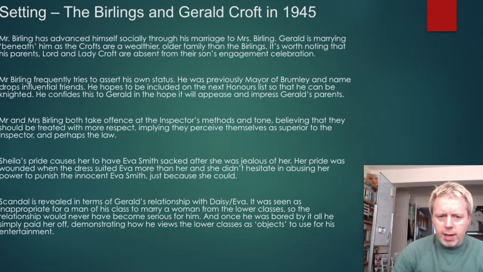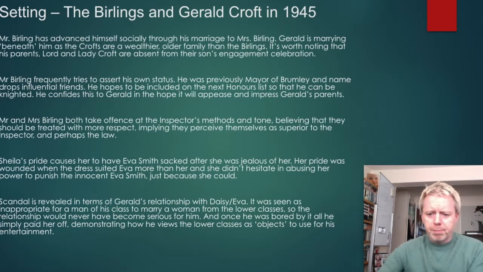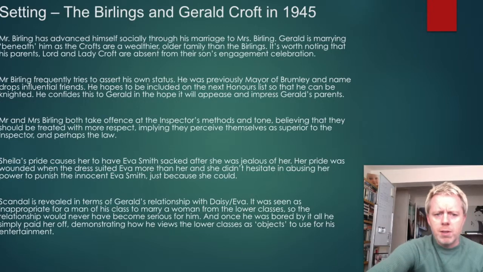Okay, so setting: the Birlings and Gerald Croft in 1945. Mr. Birling has advanced himself socially through his marriage to Mrs. Birling. Remember, in the opening stage directions, we learned that Sybil Birling is her husband's social superior. Gerald, in a similar way to Mrs. Birling, is marrying beneath him, as the Crofts are a wealthier, older family than the Birlings, and Sir and Lady Croft are Gerald's parents. It's worth noting that his parents, Lord and Lady Croft, are absent from their son's engagement celebration. Why might this be?